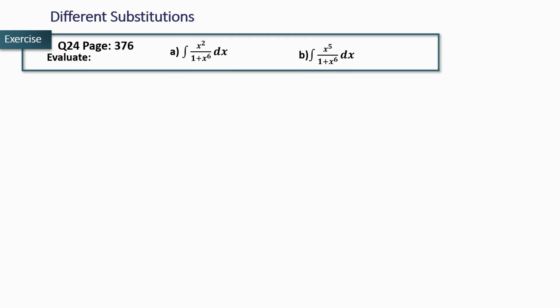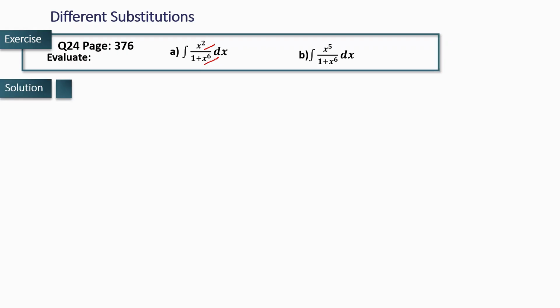Now let's try this question. Look at your denominator. You have x power 6, and in the numerator you have x square. So you should understand the denominator has to be something like a square. How can you make x power 6 a square? Exactly, x cube the whole power 2 is nothing but x power 6.